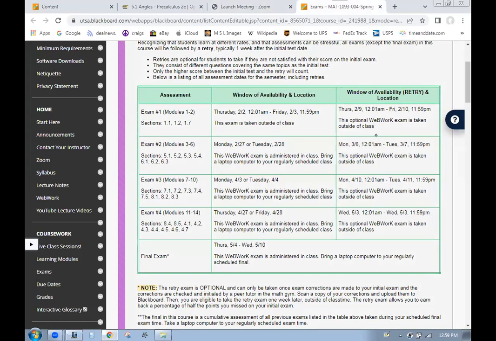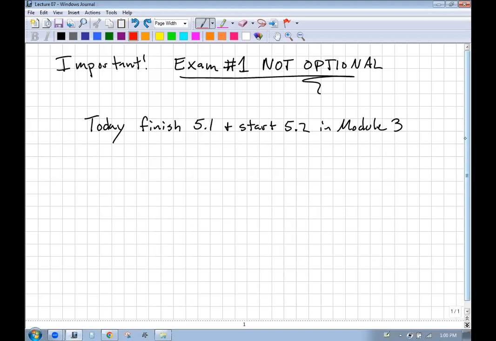Remember from the syllabus, in order to be able to take the retry, first you have to do your exam corrections. Then you have to take that to the math gym, have them check it, verify it, then upload it, and then you can take the retry. And if you do the retry, at most you can earn back half the points that you missed on the original test. It's doable, but it's a complicated process, right? So try to do well on the initial exam, okay? So you don't have to do the retry. Remind me to say this again at the end of class, all right? I don't want people missing exam one and having to do the retry.